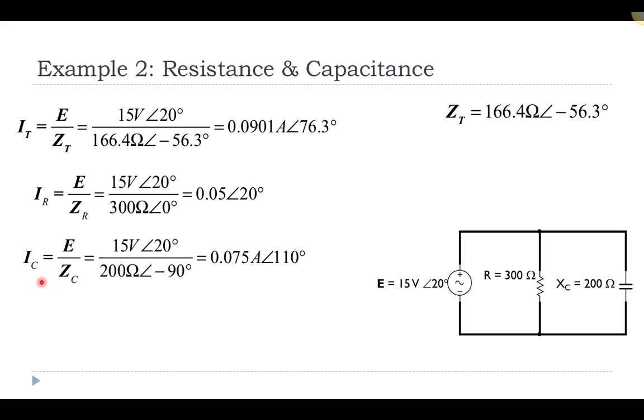That should be amps. And then 20 minus 0 is 20 degrees. And I can also find the current through the capacitor. Again, they're connected in parallel, so it has the same voltage, and then divide by the capacitive reactance, which is 200 with a phase shift of negative 90. 15 over 200 is 0.075 amps. 20 minus a minus 90 is 110 degrees.